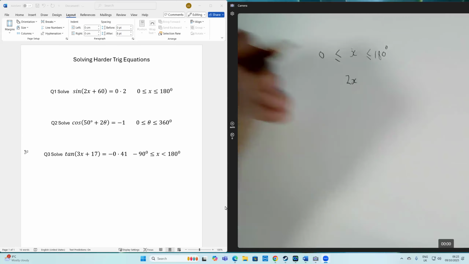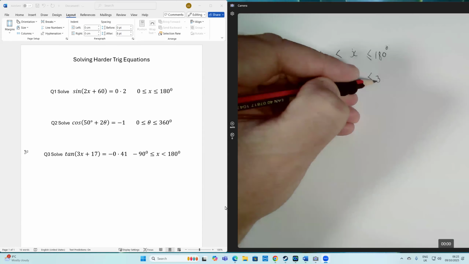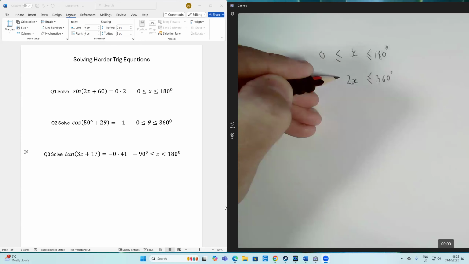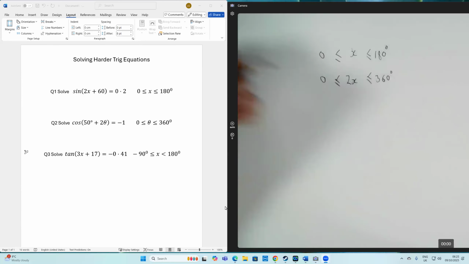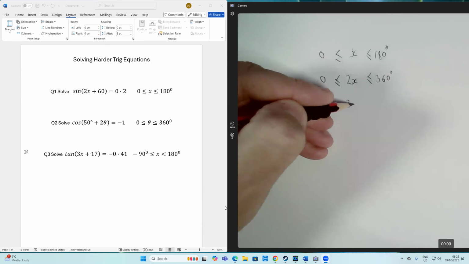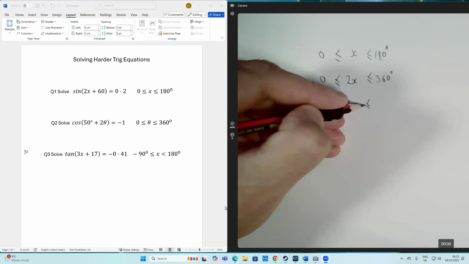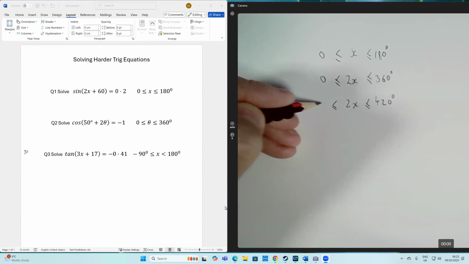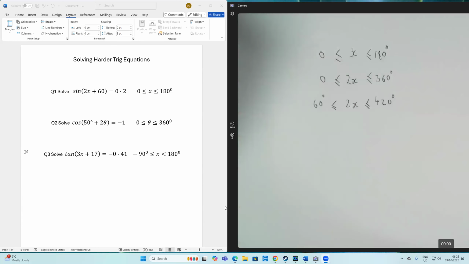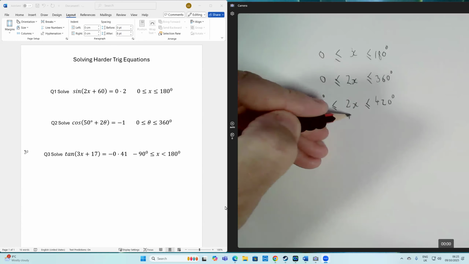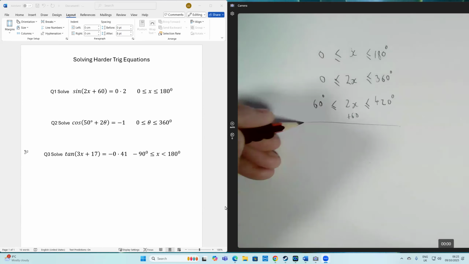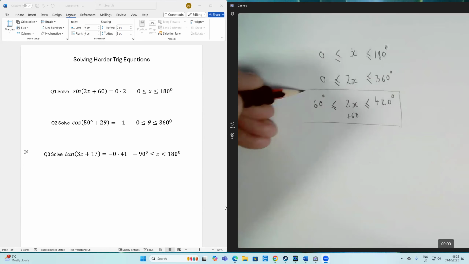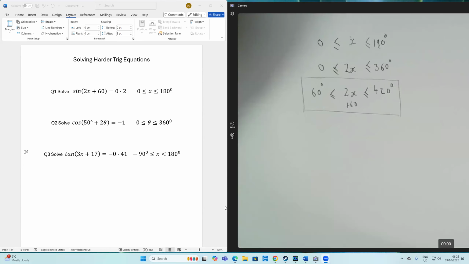So we have 2x is therefore going to be less than or equal to 360, just timesing that by 2, and then 0 times by 2 is still 0. And then we need to add on 60, so 2x add 60 is going to be less than or equal to 420, and greater than or equal to 60 when you add on 60 to 0. So what we've done is we've changed the range of values that we're looking for the solutions.